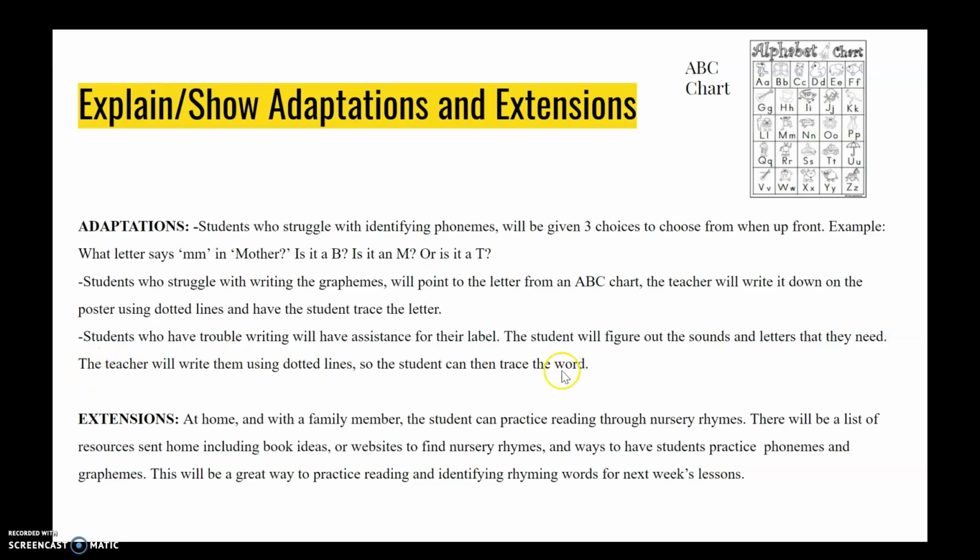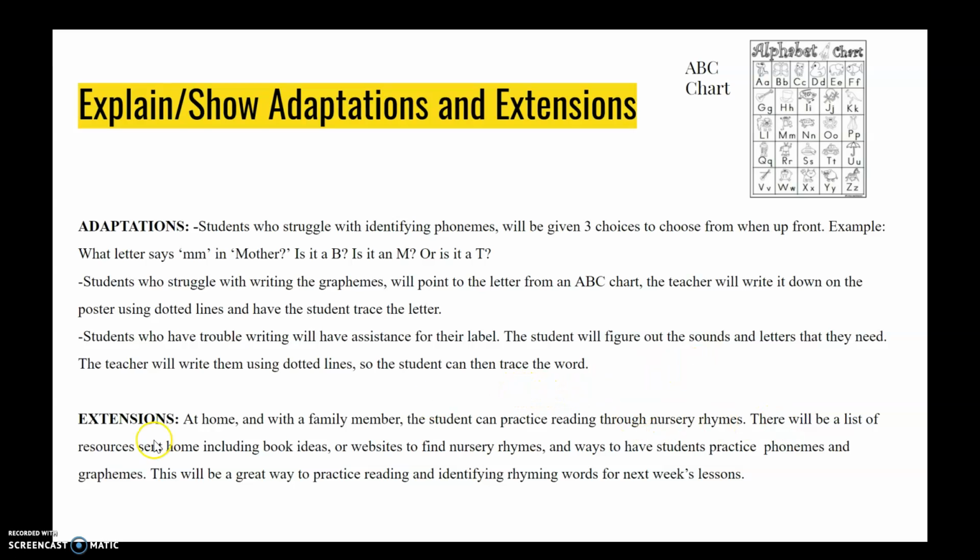The last one, students who have trouble writing will have assistance for their labels. So when they're on their individual activity, they will also have help. Same kind of thing here, the teacher will be with the student, and the student will be in charge of saying the letters and figuring out sounds. But when it comes to the writing, the teacher will help do dotted lines, and they can point to letters again, see which letter goes with it. Teacher will do dotted lines, and the student can trace. That way, again, they're writing it, but they have a little help.